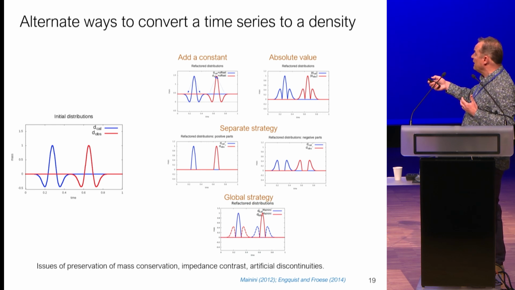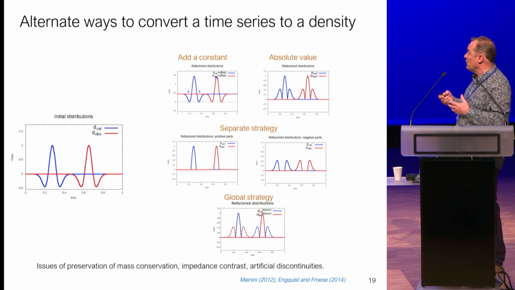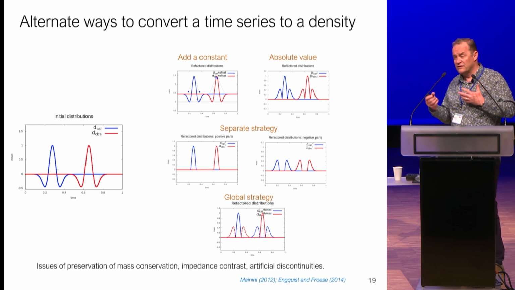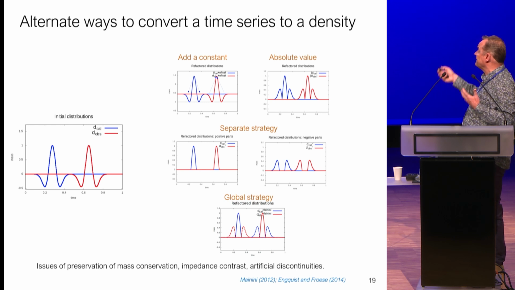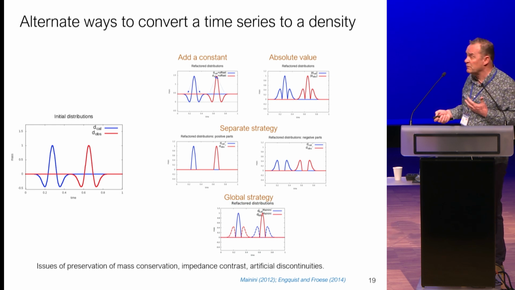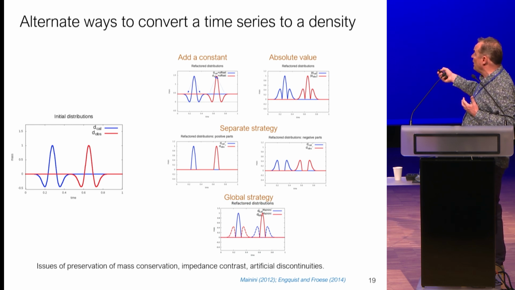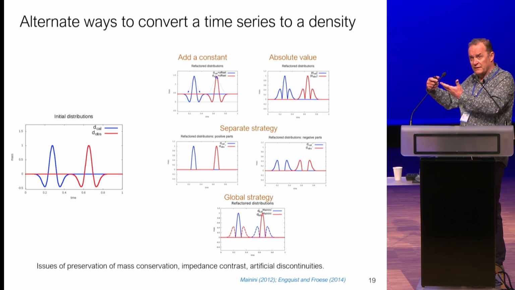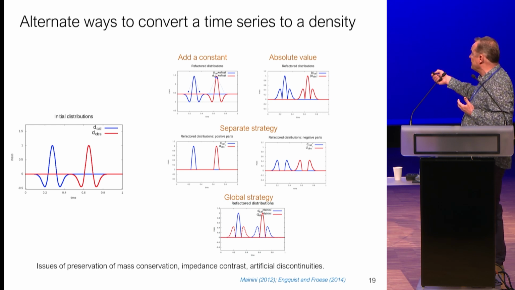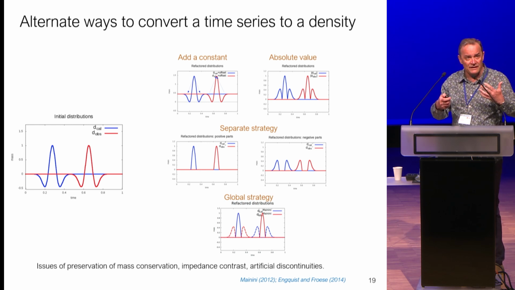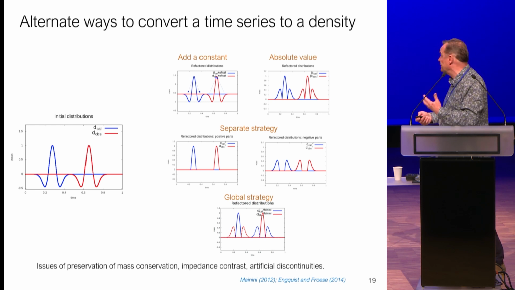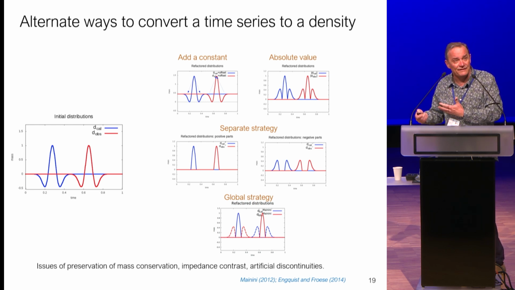For example, if I have the red and the blue here, which are the beginning and end target waveforms, I could just simply add a constant and make them positive. I could take the absolute value. I could take the positive part of the blue and fit it to the positive part of the red only, and the negative of the blue to the negative of the red inverted. Or there's even an interesting thing called a global strategy where you take the positive of the blue and the negative of the red inverted and take that as one distribution fitted to the positive of the red and the negative of the blue.